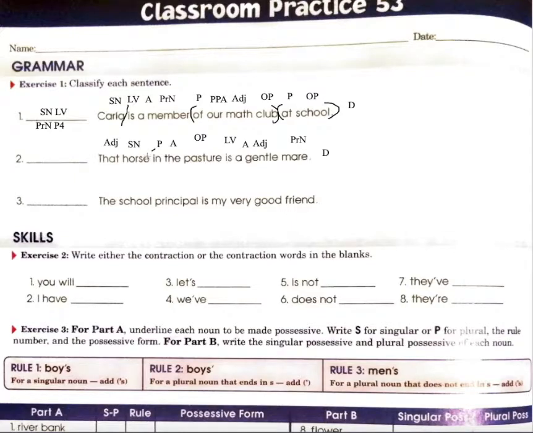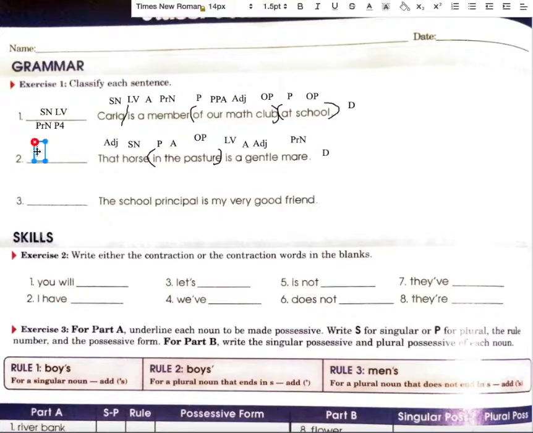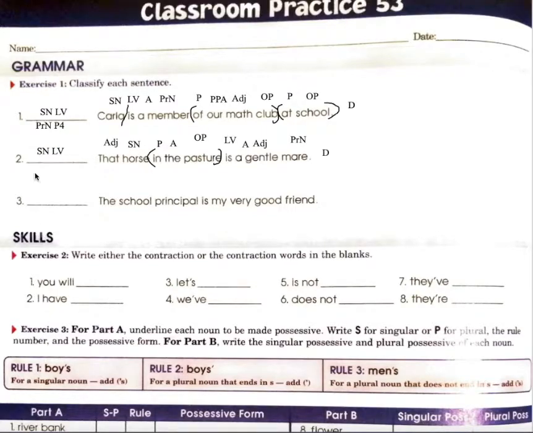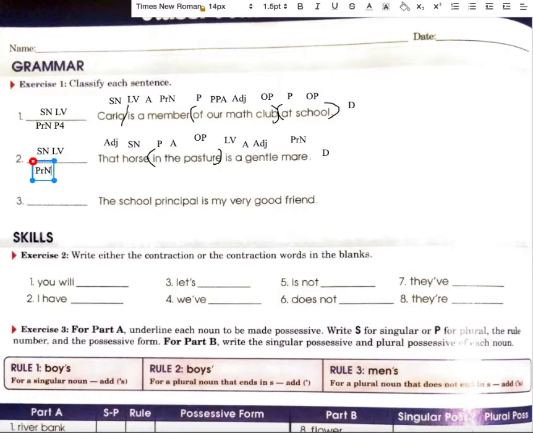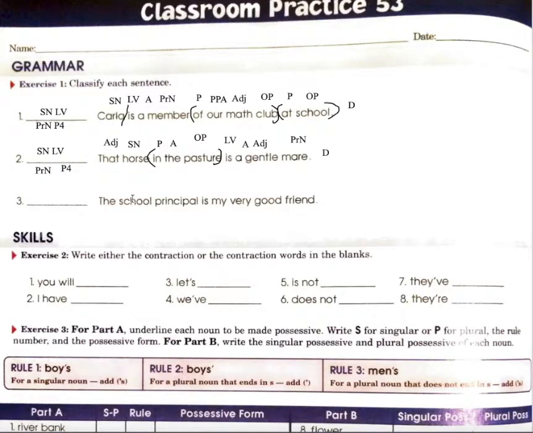Put parentheses around our prepositional phrase. That's the only one, right? Yeah. Okay, and this has a linking verb and a predicate noun. So we have subject noun, linking verb, predicate noun, pattern 4. Number 3, the school principal is my very good friend.